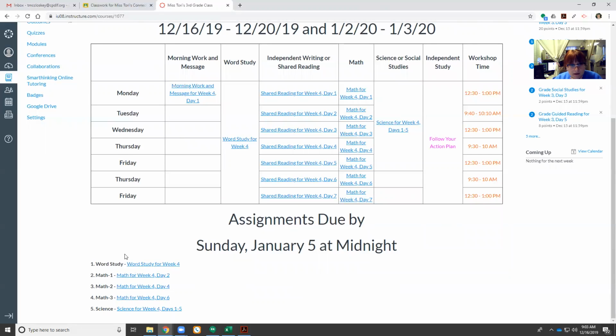All of the assignments, which so far are just the word study, your spelling scribble, and making up your own vocab words from the book, three math assignments, and your science Christmas experiment. And then there might be something for social studies, but so far you only have 5 assignments, and you have until the 5th to do them. So I recommend getting as much done as you can before break so you don't have to worry about it, and then that'll be that.